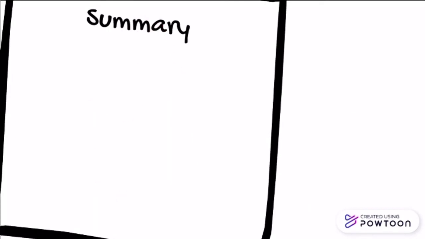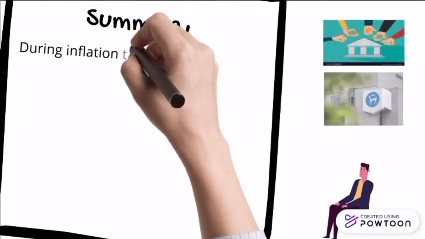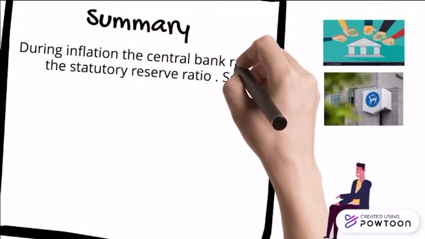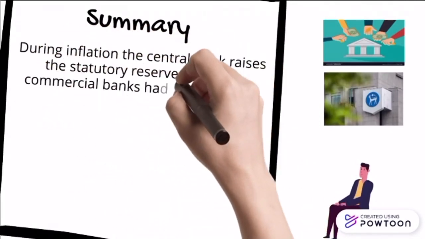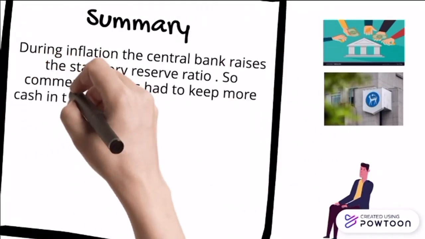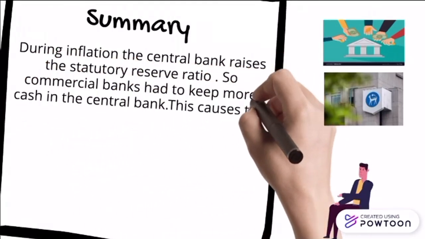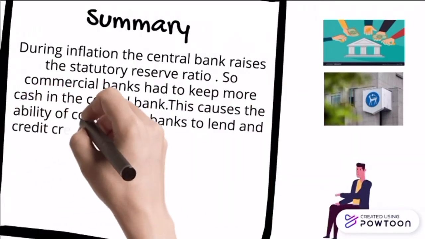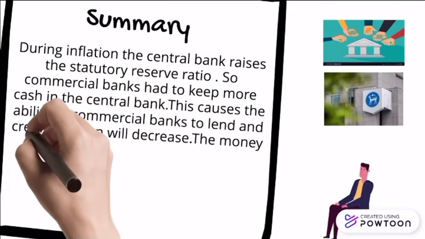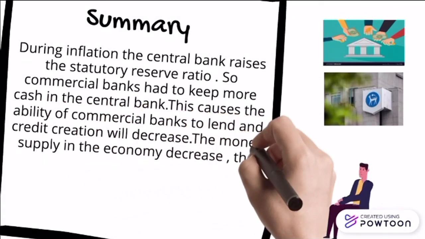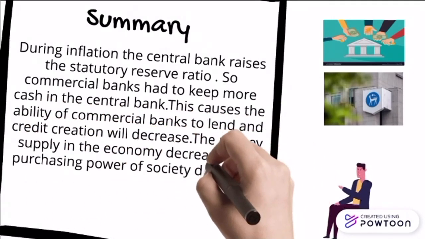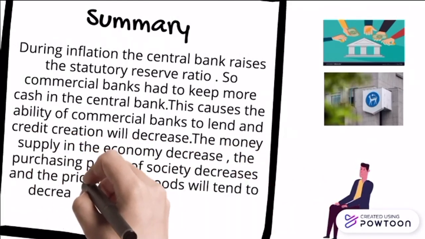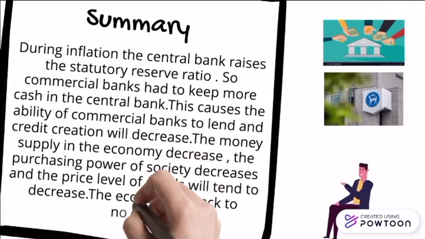We can conclude that the reserve requirement is a tool used by most banking institutions to maintain a percentage of deposits from depositors. During inflation, the central bank raises the statutory reserve ratio, so commercial banks have to keep more cash in the central bank. This causes the ability of commercial banks to lend and credit creation to decrease. The money supply in the economy decreases, the purchasing power of society decreases, and the price level of goods will tend to decrease. The economy is back to normal.